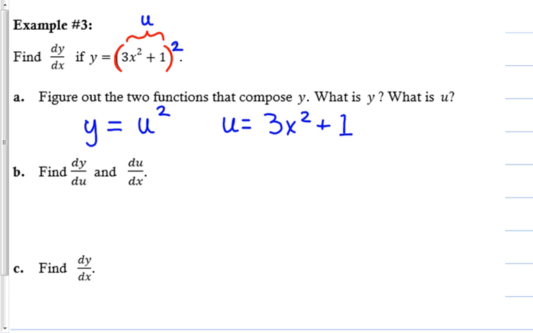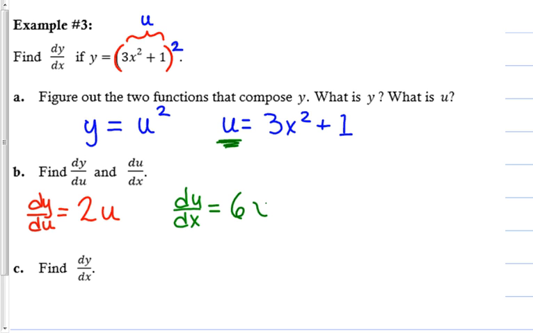So part B, again, I split it up. Find dy/du. So dy/du would lead me to finding the derivative of u squared, so that would be 2u. Now I'm going to do du/dx. So I'm going to derive the function u with respect to x. So 3x squared becomes 6x, and then the 1 becomes 0 because it's a constant. All right, so here are my derivatives.